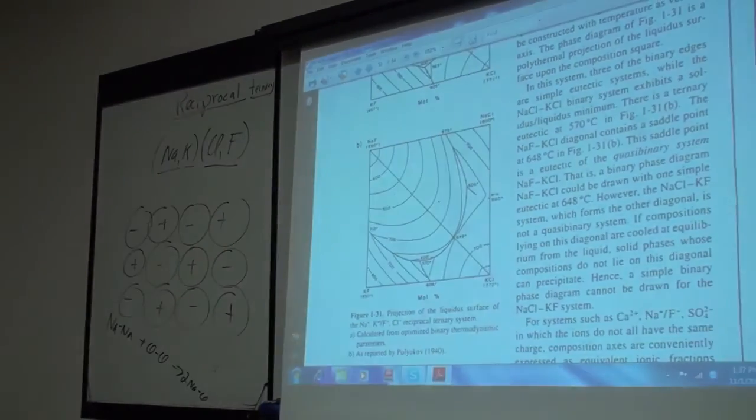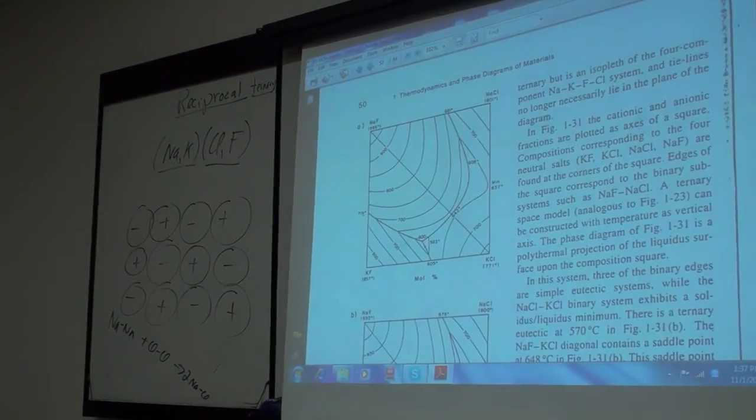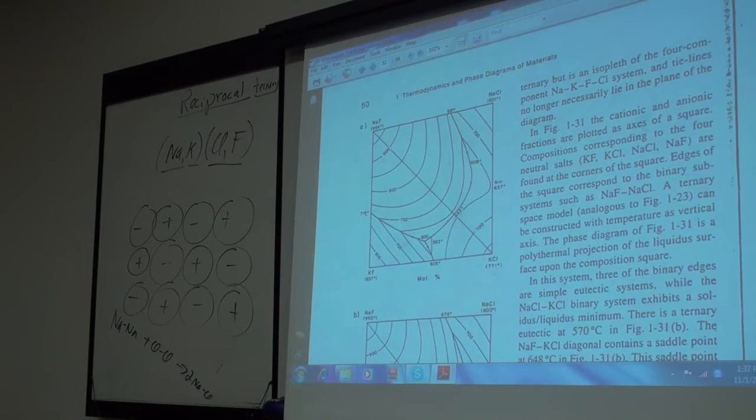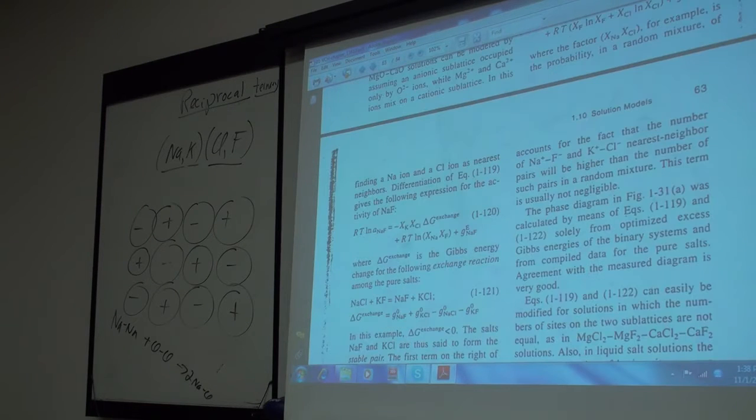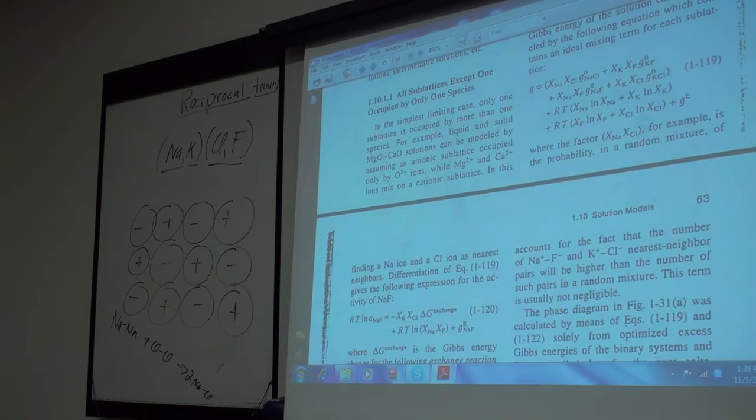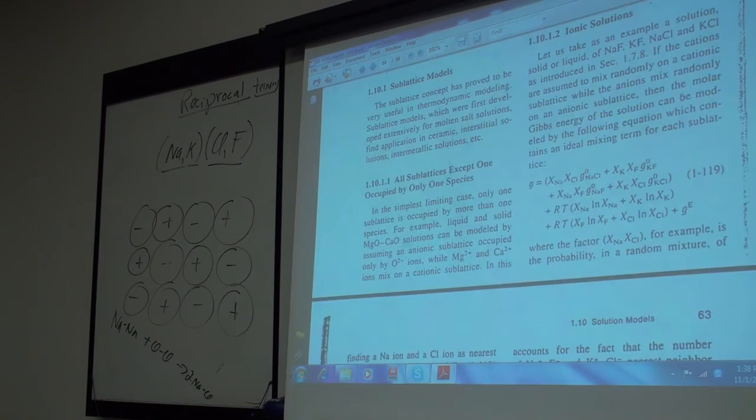At the bottom is the experimental diagram. This is a diagram predicted by the model I'll be talking about. Okay, so if you look at this handout, file number 1, and go to page 62, you will find a bunch of equations in which we introduce the sublattice model, starting at page 62, ionic solutions.